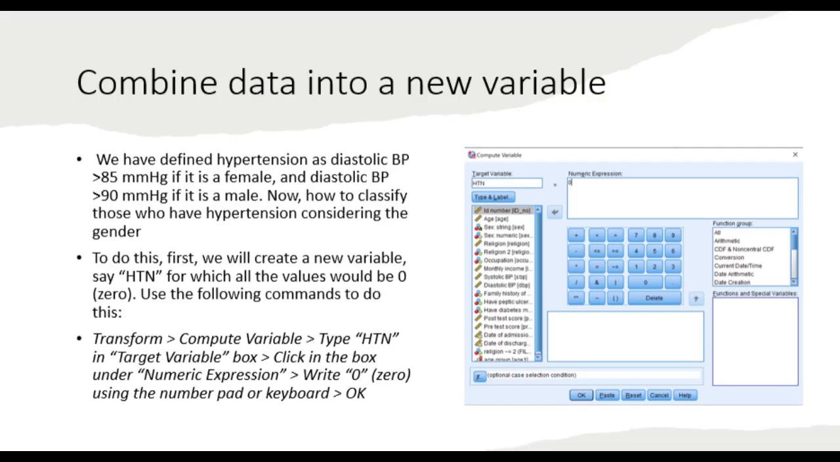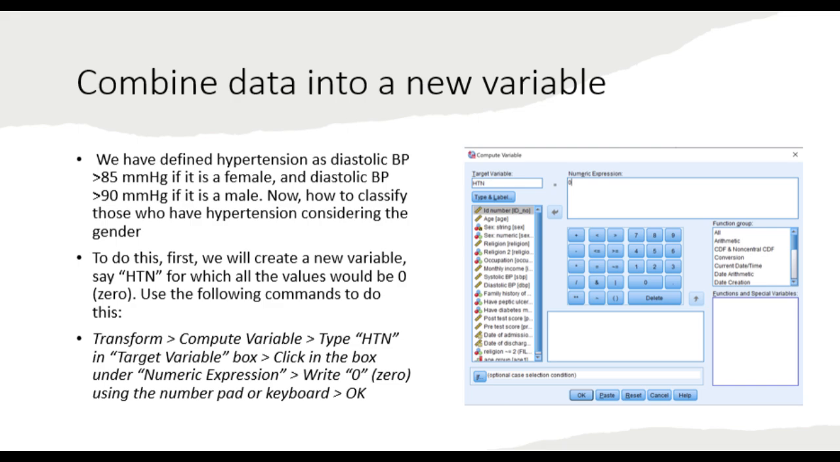Combine data into a new variable. We have defined hypertension as diastolic BP greater than 85 millimeters of mercury if it is a female, and diastolic BP greater than 90 millimeters of mercury if it is a male. Now, how to classify those who have hypertension considering the gender? To do this, first we will create a new variable, say HTN, for which all the values would be 0.